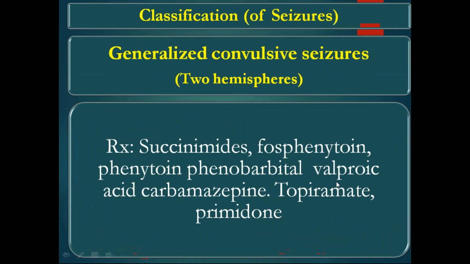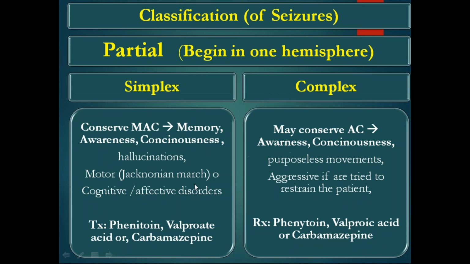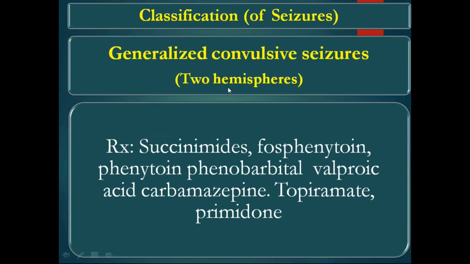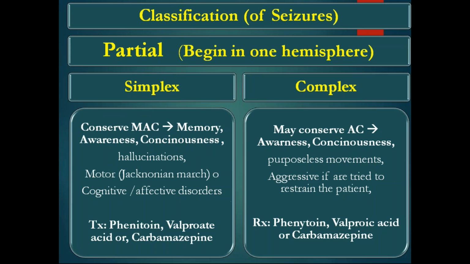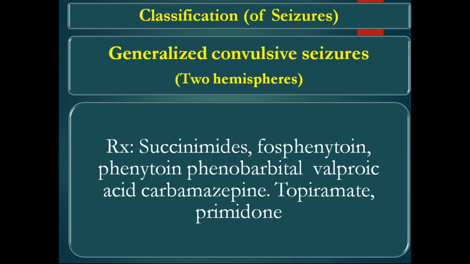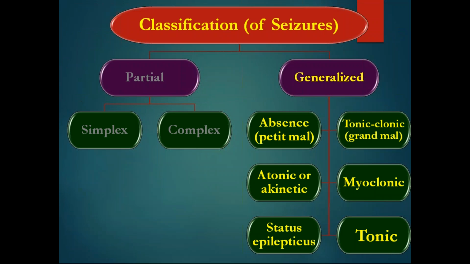Let's go to the generalized. Before that, we have different medications that I'm going to show you how to memorize at the end. So this is very important. For generalized, we have other medications that are going to be given for seizures or convulsions. One last thing I want to tell you: partial is going to be one hemisphere. Generalized, general, all over, right? So it's going to involve two hemispheres.